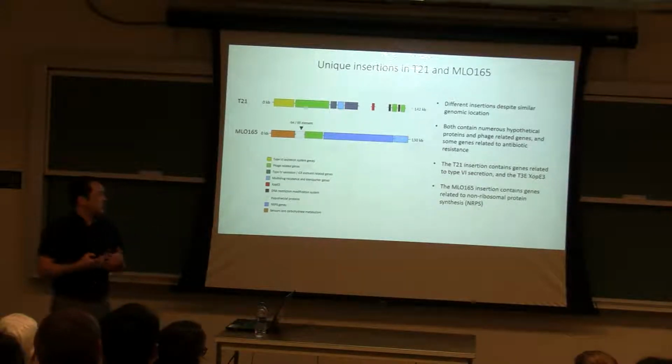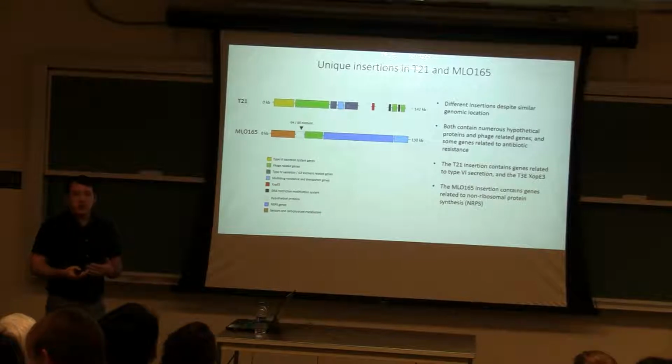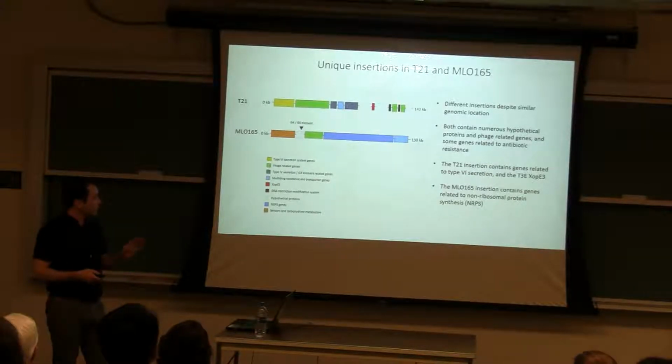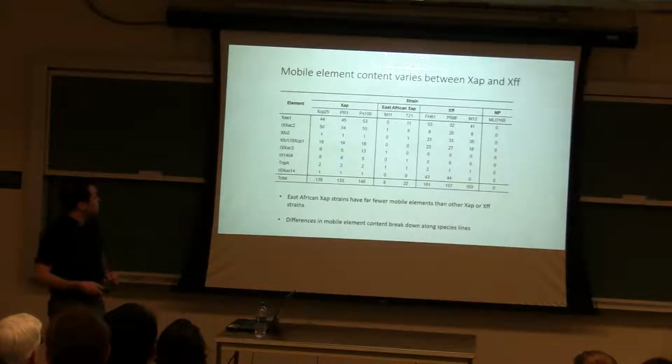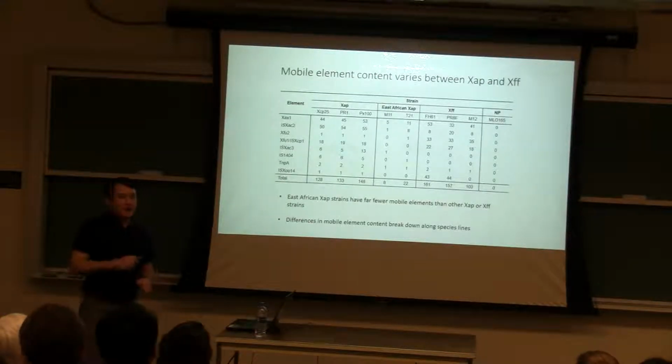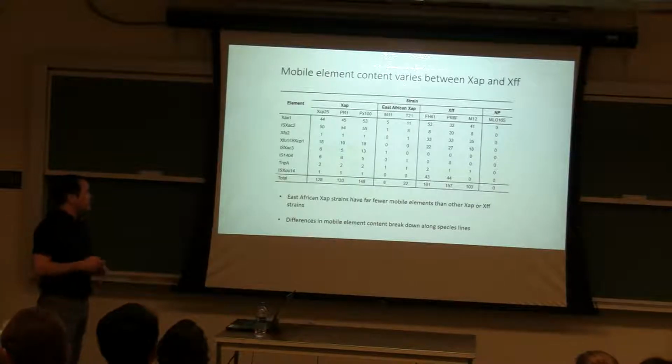Those kind of genes can be useful for competition with other microbes, right? So like in the biosphere. So that's probably what that's doing. All right. So as I mentioned before, there's a lot of mobile elements and repetitive sequence in these genomes, right?